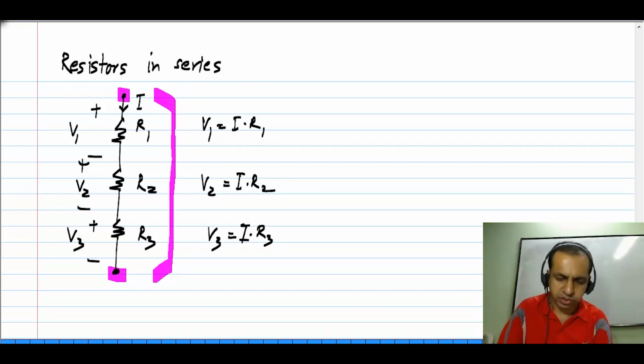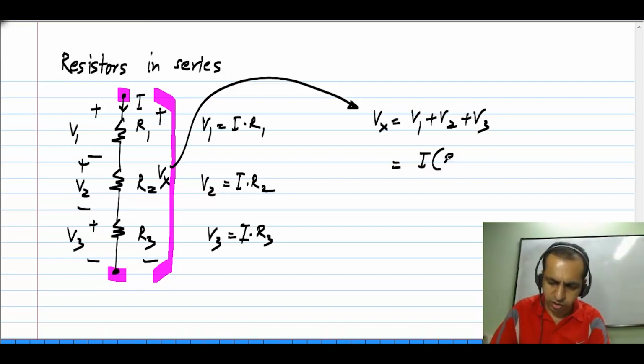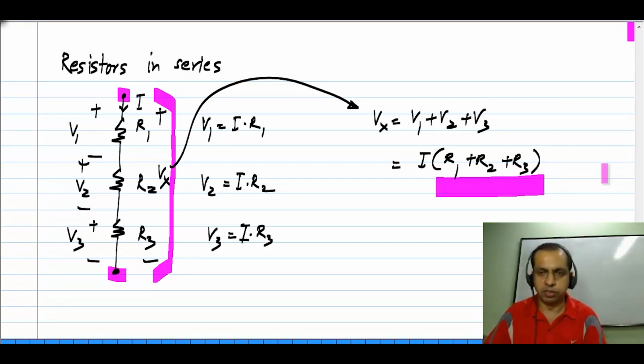And the total voltage between these two, if I call that Vx, from our earlier discussion, we know that it's the sum of individual voltages. So Vx is V1 plus V2 plus V3, which is I times R1 plus R2 plus R3. That's the relationship between the voltage across the series combination and the current through the series combination. So one thing you notice immediately is that this is a proportionality relationship as well. The voltage is proportional to the current. And the proportionality constant happens to be R1 plus R2 plus R3.